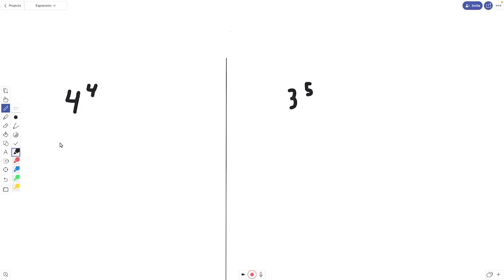How many times are we going to multiply 4 by itself? If you said 4 times, that is correct. We have 4 times 4 times 4 and then times 4. Alright. That's a lot of 4's, right? So first, we're going to do 4 times 4. We're going to start with this one because the number is going to grow quick. So let's go step by step.